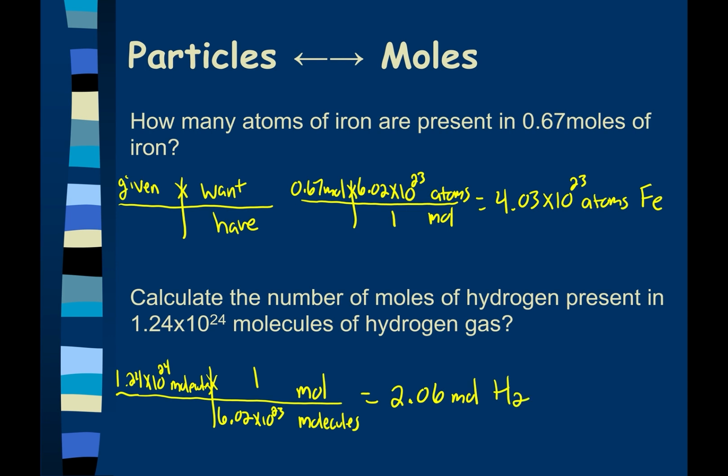In this case, we took the particles we're given, 1.24 times 10 to the 24th molecules, and divided by Avogadro's number. So there you have it. That's how we convert between particles and moles. We're either multiplying by Avogadro's number in order to get the final quantity of particles, or we divide by Avogadro's number in order to take the given particles into moles.